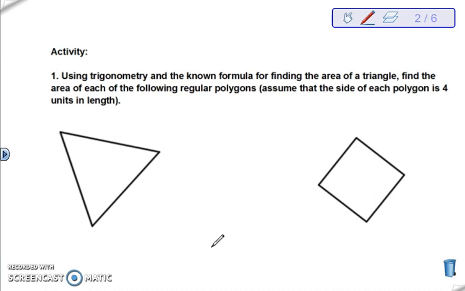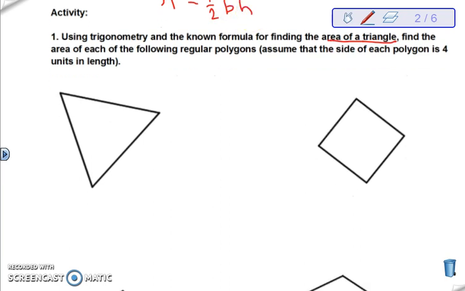So for today's demonstration, we've got 4 figures to look at. Let's assume that each polygon has a side length of 4 units. And basically, I just picked that number out of a hat just to give us something to work with. What we're going to do is use the known formula for finding the area of a triangle, which we know is 1/2 base times height.